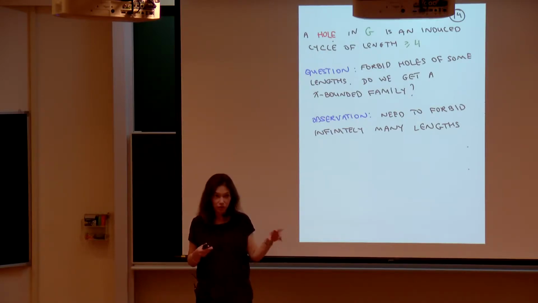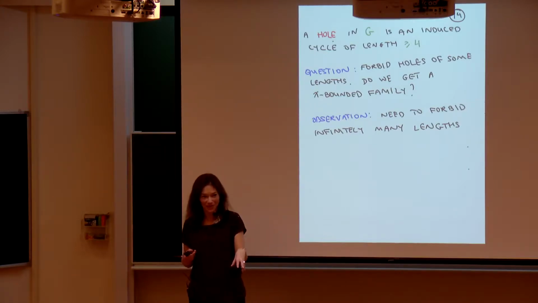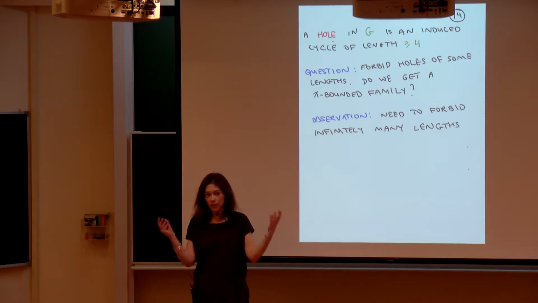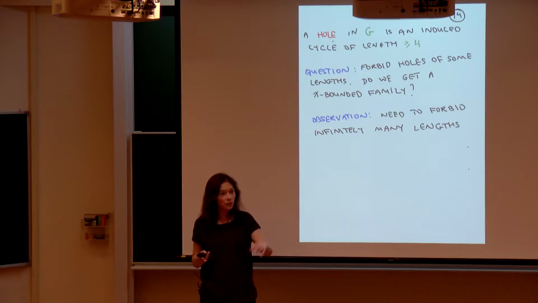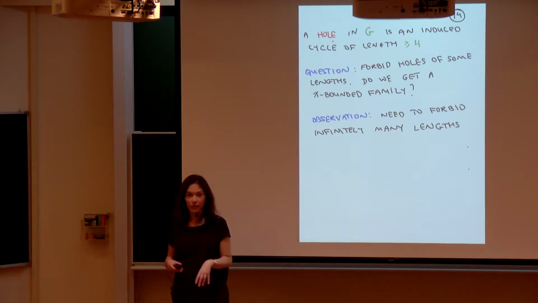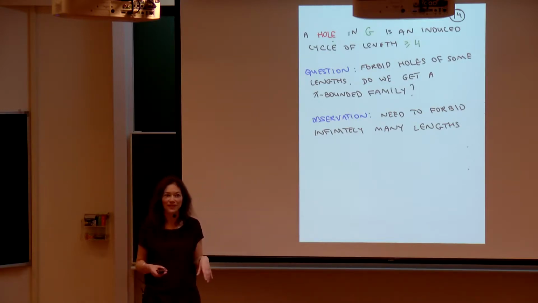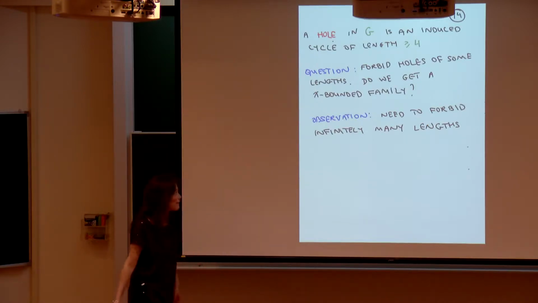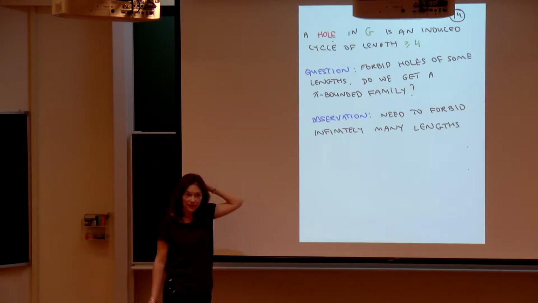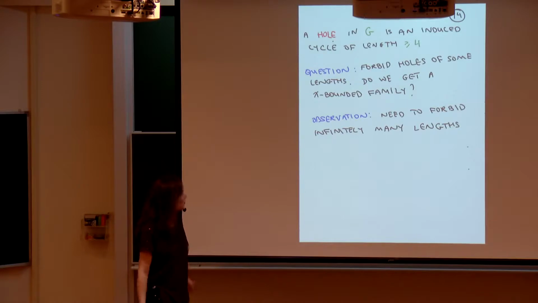So to be perfect, you need to forbid all holes of odd length, and you need to forbid all their complements. Now, what if I'm not quite so greedy? I'm not asking to be perfect, I'm just asking to be chi-bounded, but I still want to say it in terms of forbidding lengths of holes. What kind of things can you say? What if I forbid all even holes? What if I forbid all holes that are 3 mod 5? What can you say? So that's what I'm going to talk about next, because that's what people think about.